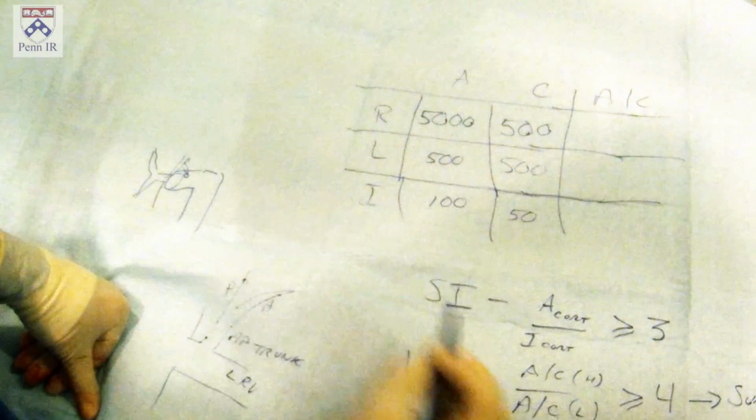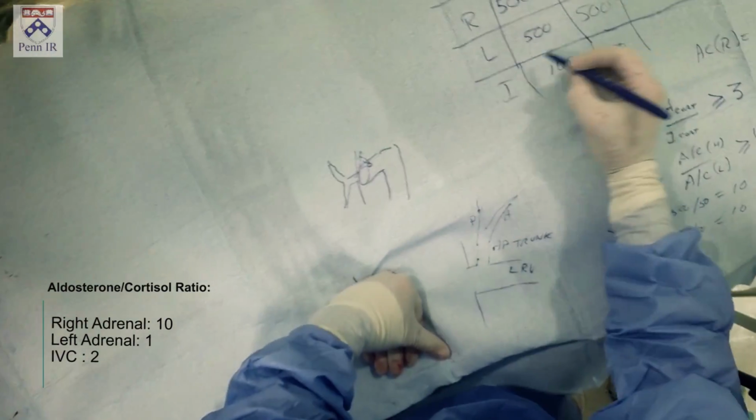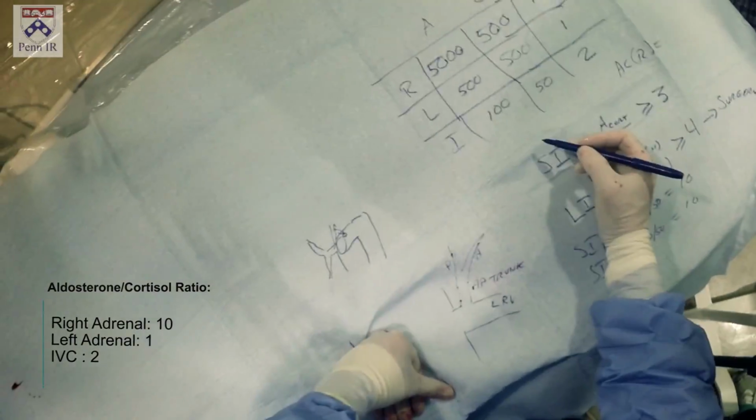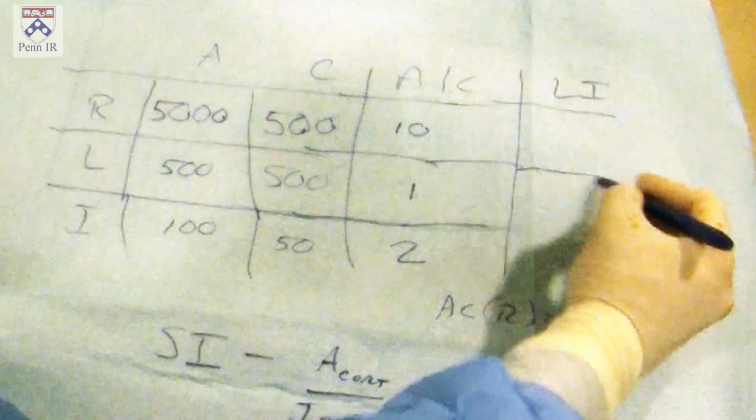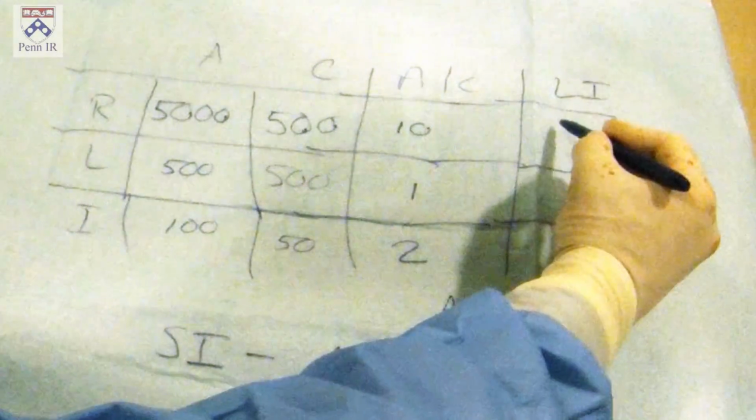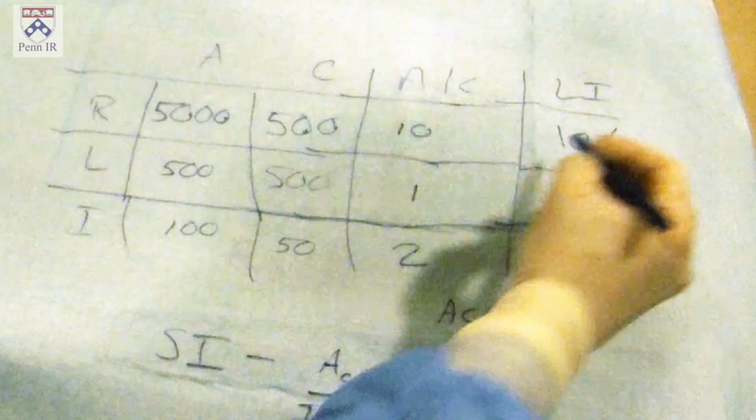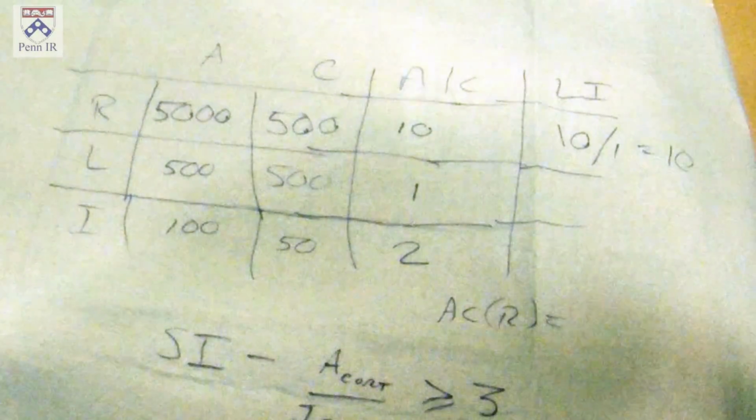Our AC ratio is 10. On the left, it's 1. And for the IVC, it's 2. Okay? And then we do our lateralization index. So we take the higher AC ratio of 10, divided by the lower, which in this case is 1. The lateralization index is 10, so this patient's going to go to surgery, right?